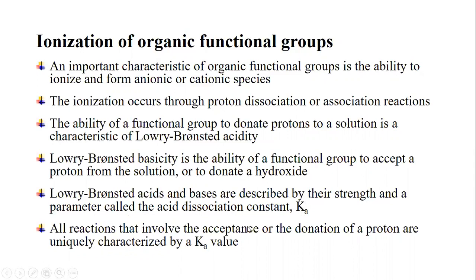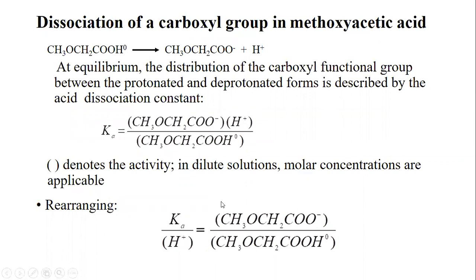All reactions that involve acceptance or the donation of a proton are uniquely characterized by a Ka value. We'll take an example, the dissociation of a carboxyl group, COOH, that's the carboxyl group, in methoxyacetic acid. So this is the undissociated methoxyacetic acid. If it dissociates, it gives you the negatively charged ion and releases a proton or hydrogen ion. At equilibrium, the distribution of the carboxyl functional group between the protonated and deprotonated forms is described by the acid dissociation constant, which we write just like any equilibrium constant.